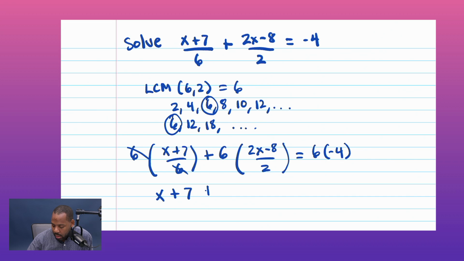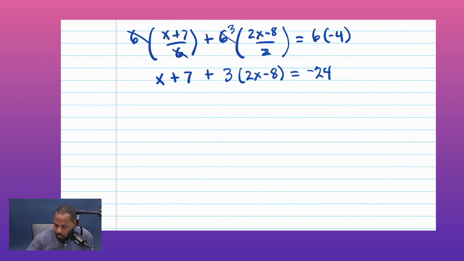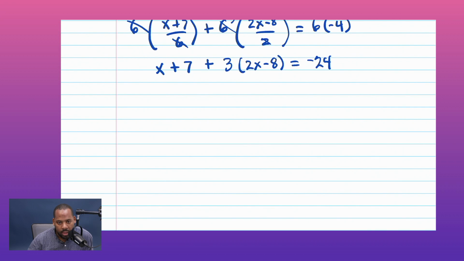All right? And now notice that 6 divided by 2 is 3. And so this leaves 3 groups of 2x minus 8. Multiplying 6 by negative 4, we get negative 24. Okay? And now I can solve this. Distribute the 3: x plus 7 plus 6x minus 24 is equal to negative 24.